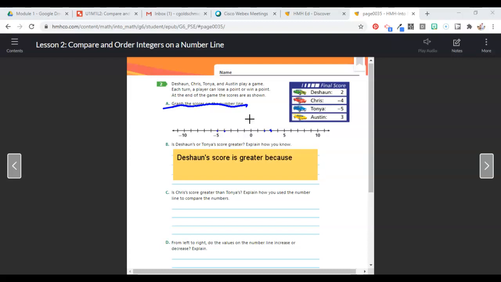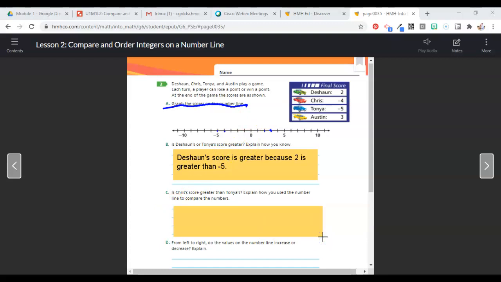Because 2 is greater than -5. You could also say something about 2 being farther on the right-hand side of the number line.